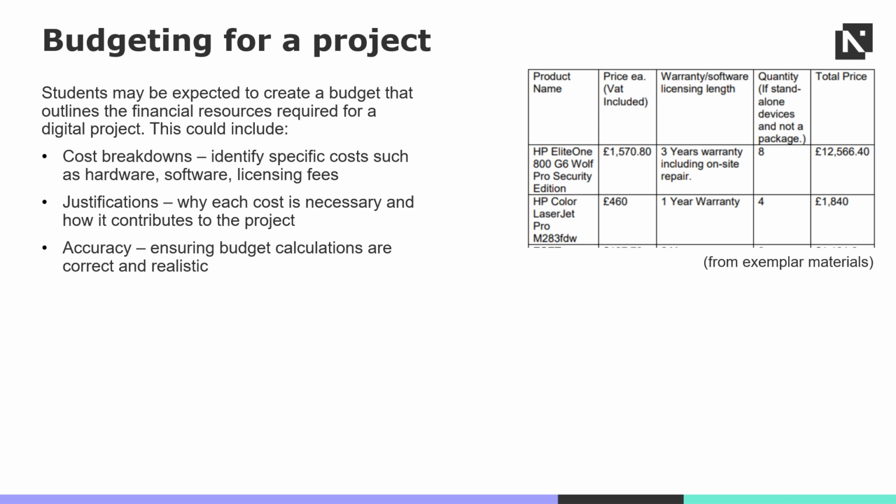While the exact requirements may vary depending on the task, students generally need to provide the following. So, a breakdown of costs. They need to identify specific costs such as hardware, software, licensing fees and any other resources, and also consider whether these are one-off or ongoing costs. They need to justify why each cost is necessary and how it contributes to the project objectives.